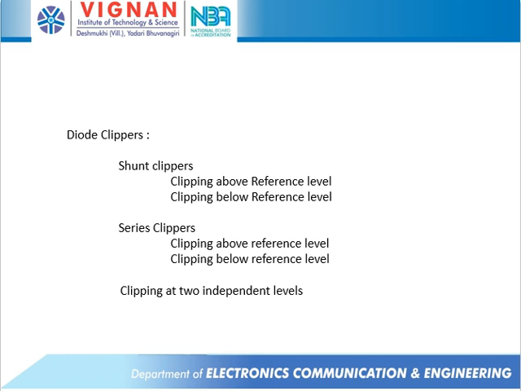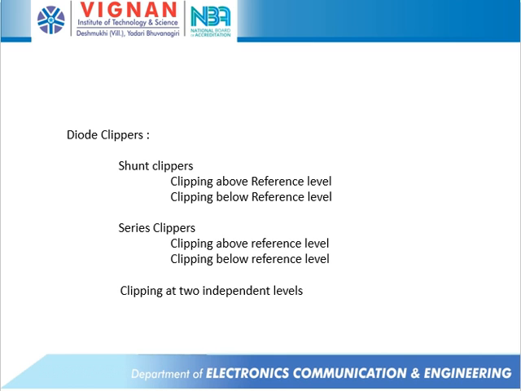So in shunt clippers and series clippers, we are going to use one diode to eliminate our signal at one level. Whereas in clipping at two independent levels, we are going to eliminate our signals at two different levels.